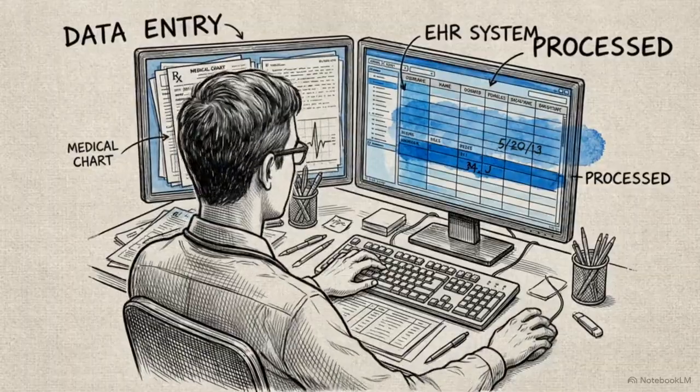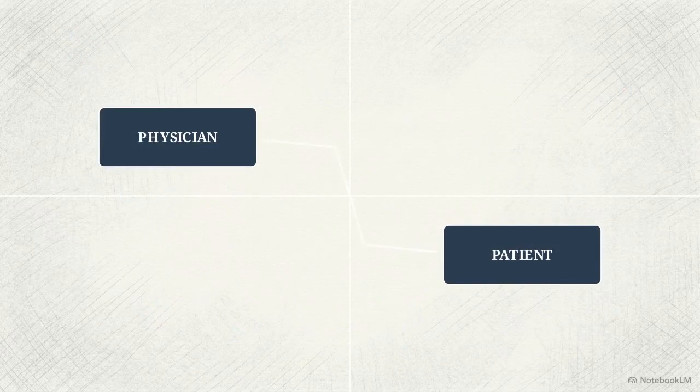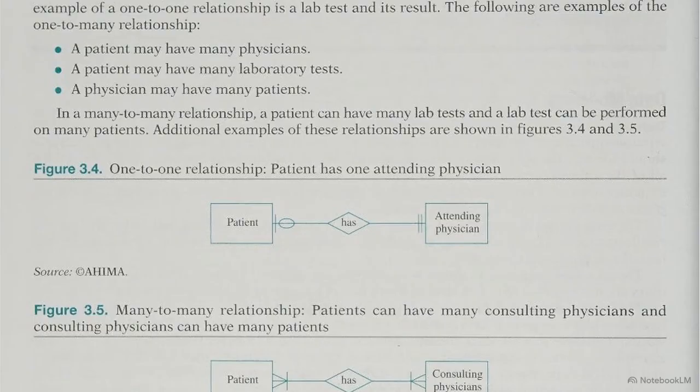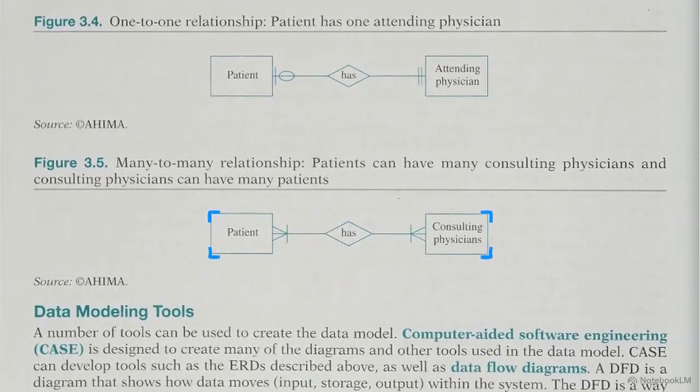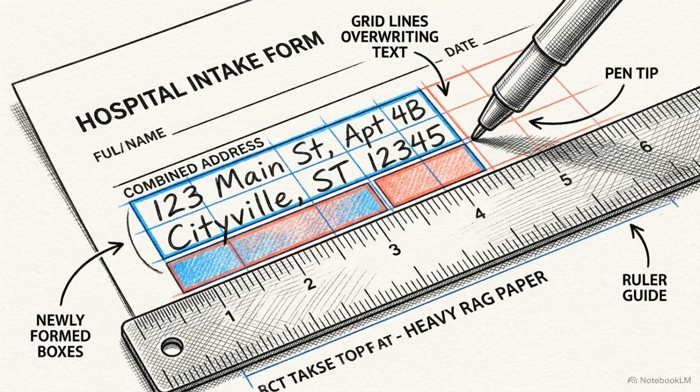technical architecture. Before a single piece of data enters a computer system, its structural requirements and relationships have to be mapped out. The Entity Relationship Diagram, or ERD, acts as the architectural blueprint for these connections. These diagrams show how different entities interact. We can see a one-to-one relationship where a patient has exactly one attending physician, alongside a many-to-many relationship where patients share multiple consulting physicians.